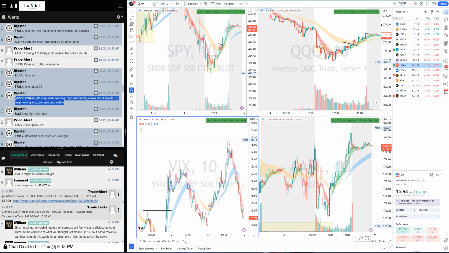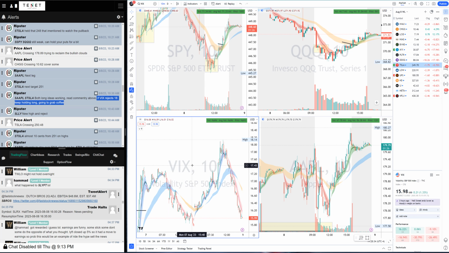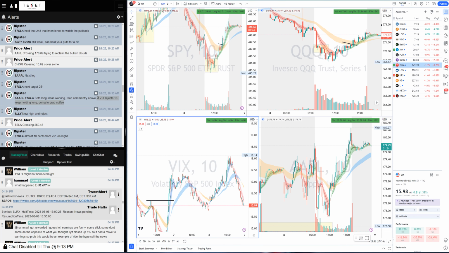versus yesterday's lows. So always find a risk. My point is, I need to find a risk. When I can find a risk, I can long or short, right? And this is what I said. This is when we start to talk about our VIX strategy. If VIX rejects 18, keep holding long, right? Keep holding long.